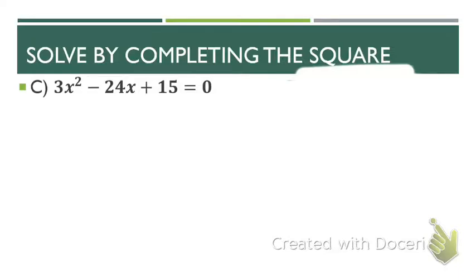And this one is going to actually use all 6 steps because we have a 3. So this is probably good that we're doing this too. Okay, so your first step is going to be to subtract that 15, which is going to give you 3x squared minus 24x equals -15.